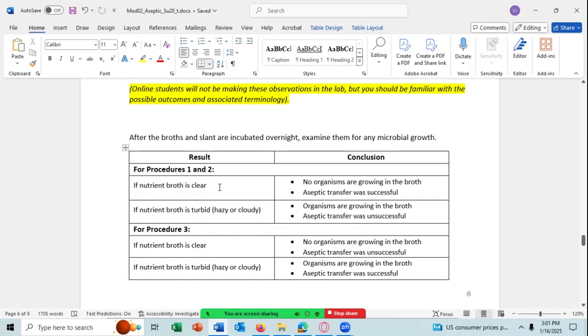So there should be growth in the tube because you put the cells into it. In procedure 1, you're inoculating the tube with sterile water. So we expect no organisms to grow in the broth if aseptic transfer was successful. Okay, that makes sense. That's why there's a change. All right.